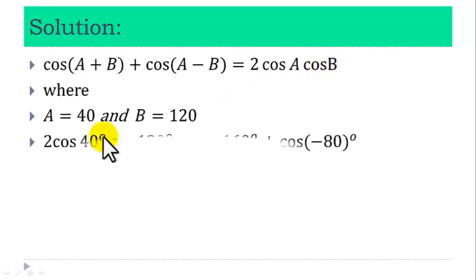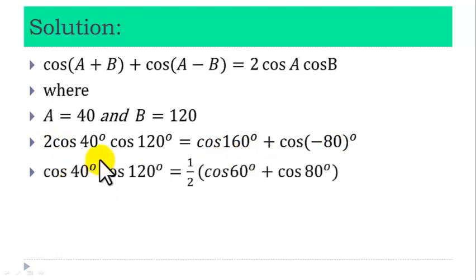Then we will obtain 2 cos 40 cos 120 is equal to cos 160, that's A plus B is 160, plus cos of minus 80, that is A minus B, is minus 80 degrees. Dividing both sides of this equation by 2, this will give us cos 40 degrees cos 120 degrees is equal to 1 over 2 times (cos 160 degrees plus cos 80 degrees). Please recall cos of minus 80 is the same thing as cos 80 degrees.